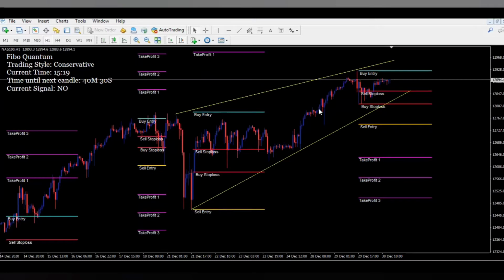Okay, let's look at the bottom side first. As you can see now, we've got price in a range, okay? And then we've got price currently up here at 12894. Okay, so this is what I would do.